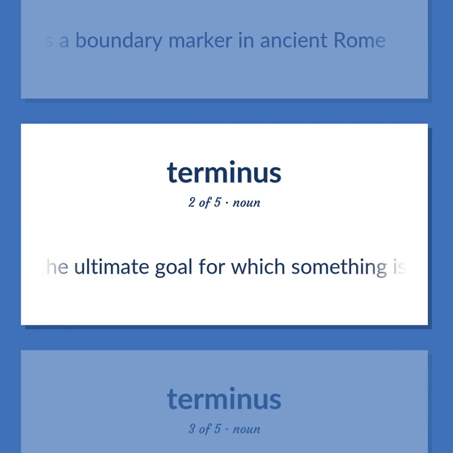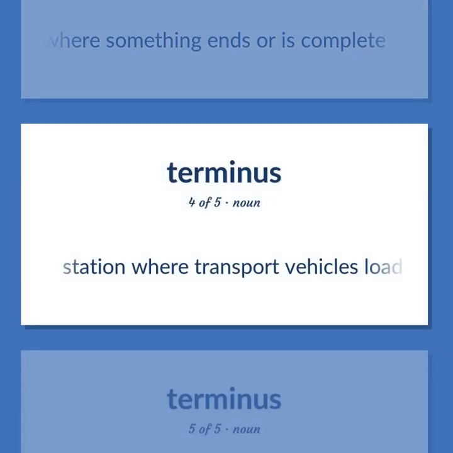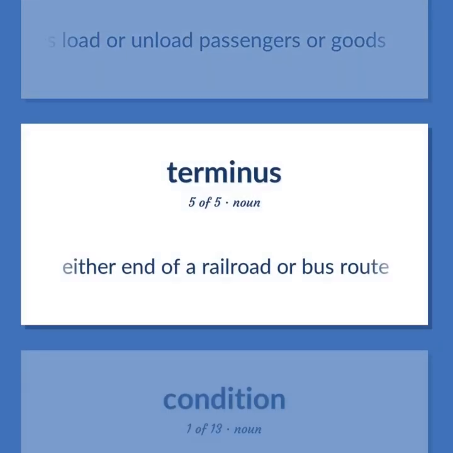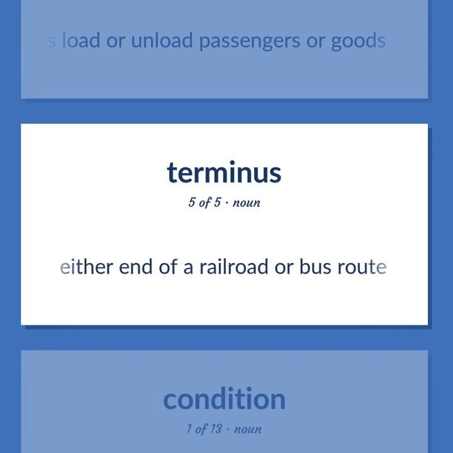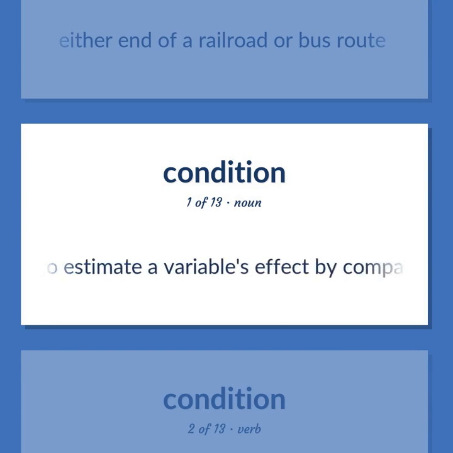The ultimate goal for which something is done. A place where something ends or is complete. Station where transport vehicles load or unload passengers or goods. Either end of a railroad or bus route. The procedure that is varied in order to estimate a variable's effect by comparison with a control condition.